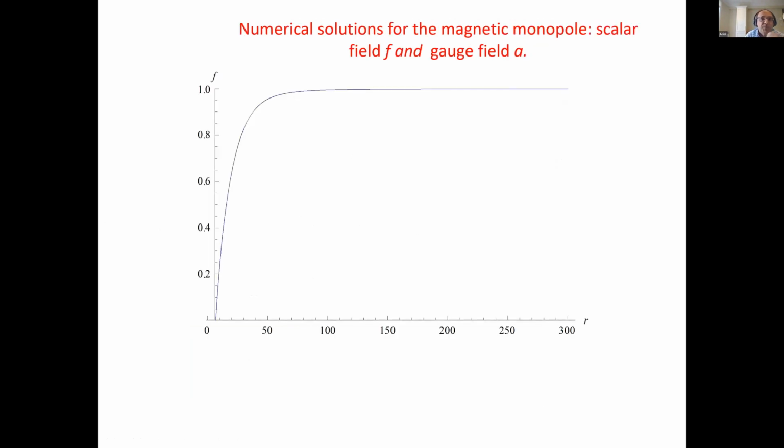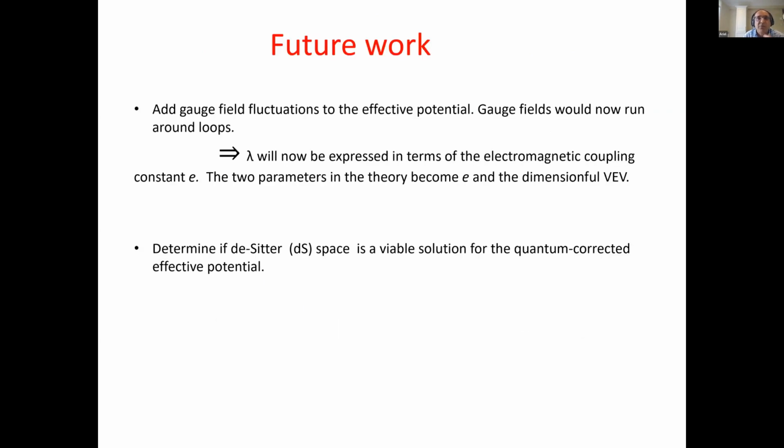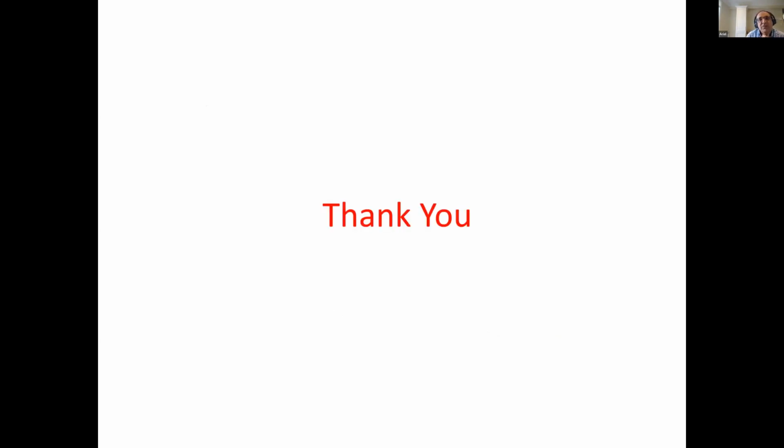And then you can just solve the equations of motion. So this is a nice magnetic monopole there with F, and that's the gauge field over there. Okay, so for future work, we can look at gauge field fluctuations, because we've only looked at scalar field fluctuations here. And one possibility is, could the quantum corrected effective potential lead to a solution in de Sitter space, which I do not know the answer to. Thank you.